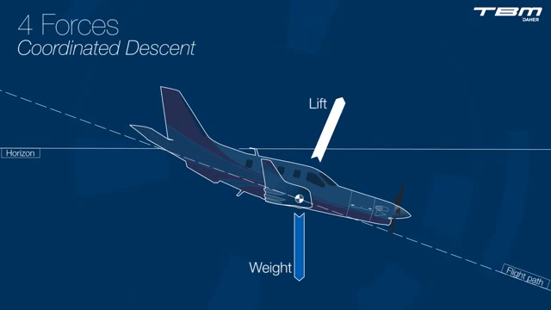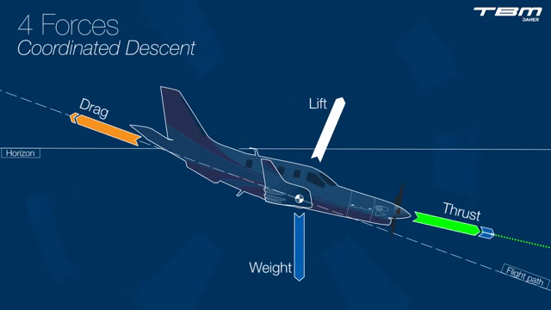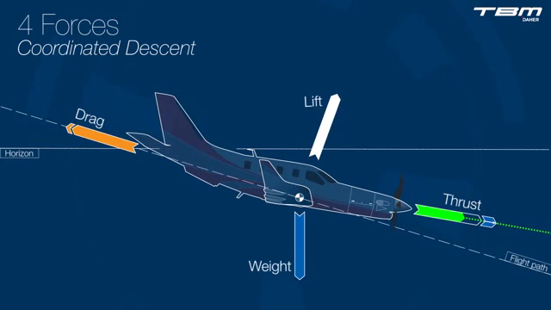At the top of descent point, the TBM pitches over to begin the descent. Since weight acts towards the center of the Earth, a forward component is created that complements the thrust vector. Airspeed will be allowed to accelerate to a desired value, for example 250 knots. Pitch, or a combination of pitch and power, can be used to bring the forces into balance.